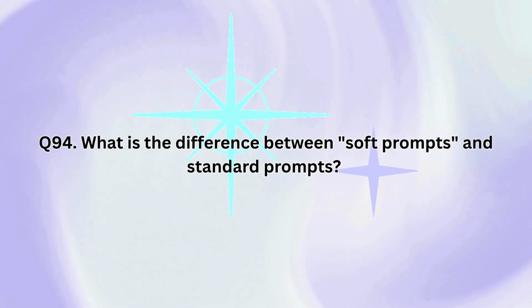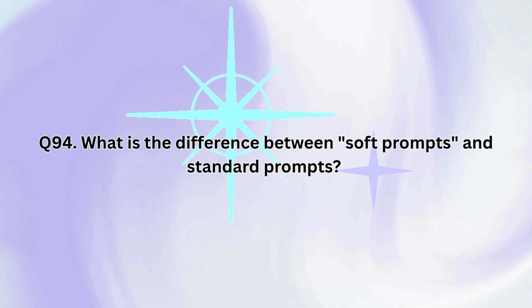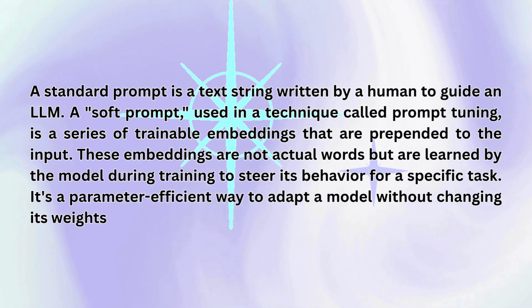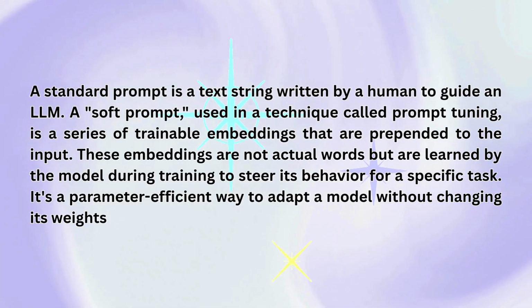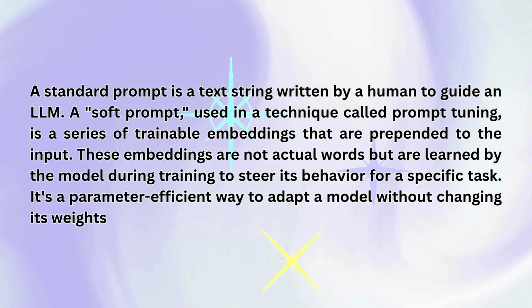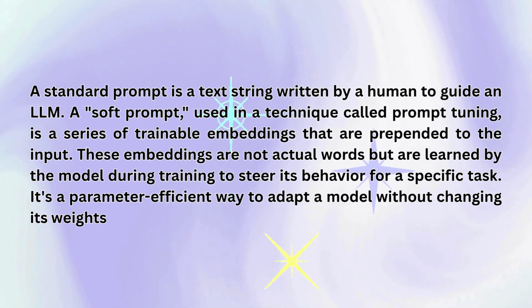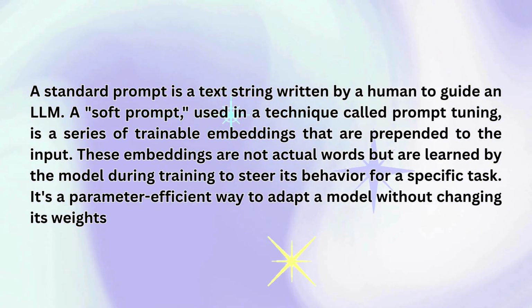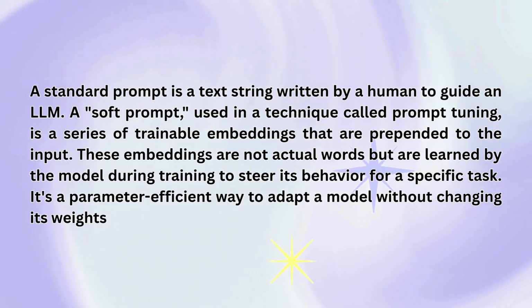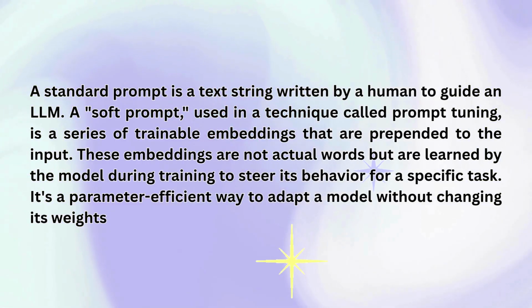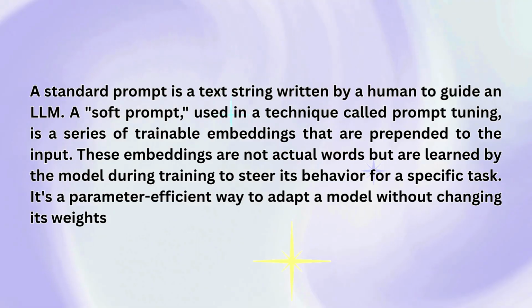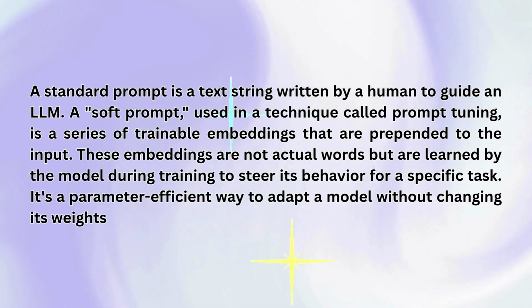What is the difference between soft prompts and standard prompts? A standard prompt is a text string written by a human to guide an LLM. A soft prompt, used in a technique called prompt tuning, is a series of trainable embeddings that are prepended to the input. These embeddings are not actual words, but are learned by the model during training to steer its behavior for a specific task. It's a parameter-efficient way to adapt a model without changing its weights.